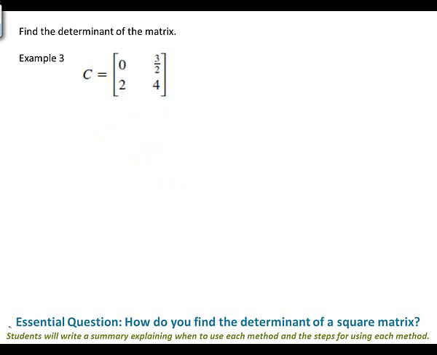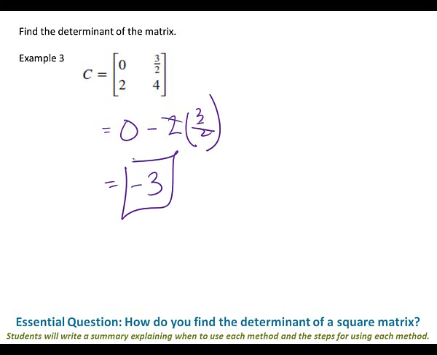I would have you do this one on your own, but I know you're going to freak out because there's a fraction in it. All right. So let's multiply down this diagonal. What do we end up with? 0. And then the up diagonal will be 2 times 3/2. What happens with the 2's? Cancels. So it isn't that bad of a fraction. So could I do that without having to write another whole line? What's 0 minus 3? -3. So that's what a 2 by 2 looks like.